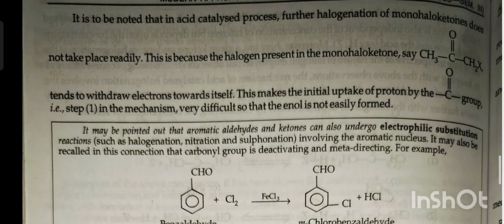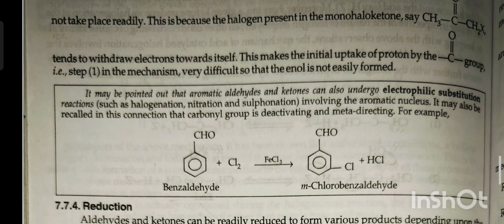It may be pointed out that aromatic aldehydes or ketones can also undergo electrophilic substitution reactions such as halogenation, nitration and sulfonation involving the aromatic nucleus. It may also be recalled in this connection that the carbonyl group is deactivating and meta directing. For example, benzaldehyde plus Cl2 in the presence of FeCl3 gives meta-chlorobenzaldehyde.